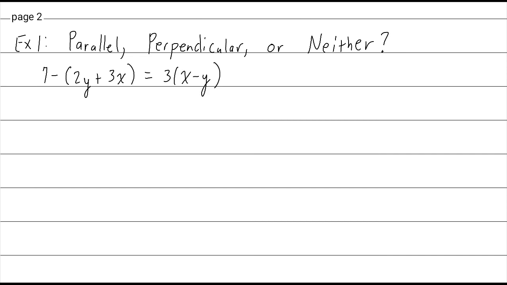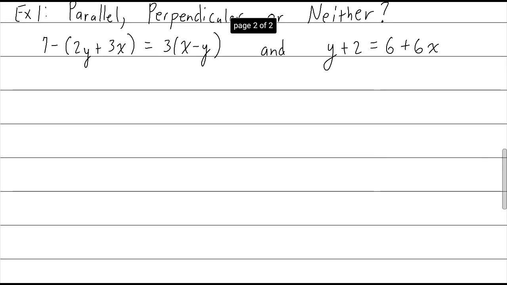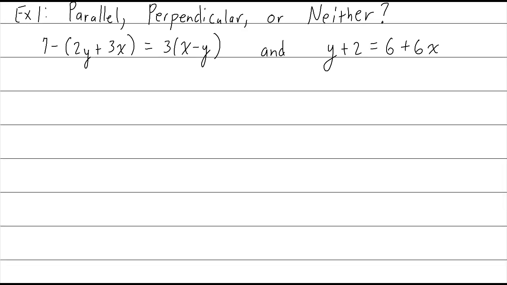So here's my first one. Okay, that's going to give me a line. And then here's my second one, which is going to give me another line, and I want to compare the slopes. So what I need to do is put them both in slope-intercept form so I can steal the slopes and then compare them. Okay, so let's move on. Let's simplify that first one.